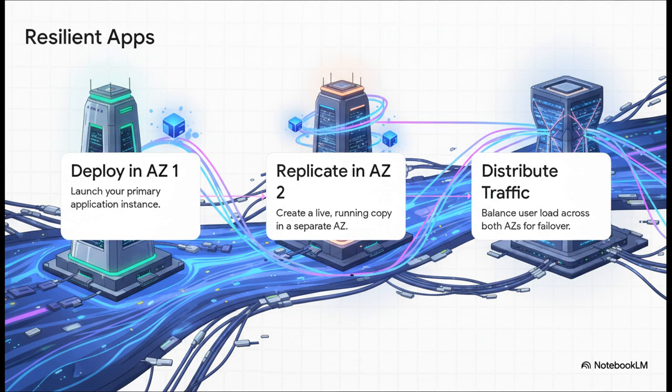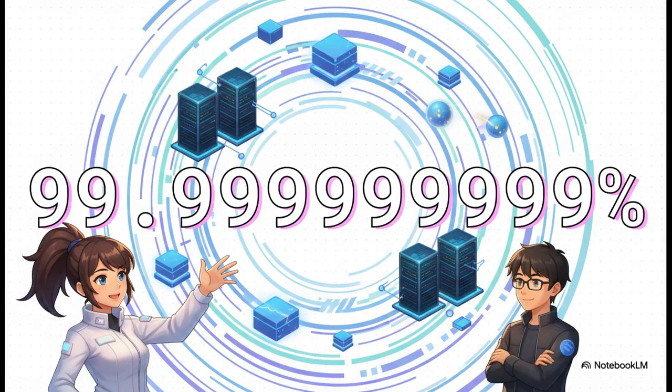Then you create an identical copy, a replica, in AZ2. Then you just spread your users' traffic across both of them. So if that first AZ suddenly goes dark for some reason, all the traffic automatically flips over to the second one. And for your users, they notice absolutely nothing. It's seamless. And believe me, this isn't just some abstract theory. This multi-AZ architecture is exactly how AWS can offer these insane guarantees.